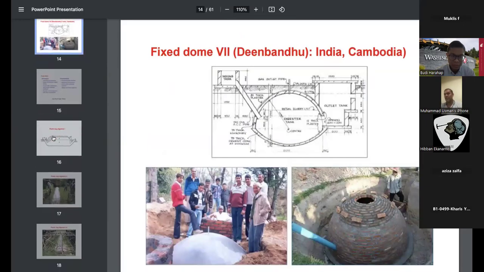And after Vietnam, this is from India. India is actually making this type of fixed dome biogas plant. They have named this Deen Bandhu biogas plant. What they are doing, they are making the bottom of the biogas plant also curved as the dome is curved, but they are making the outlet and the inlet as rectangular.